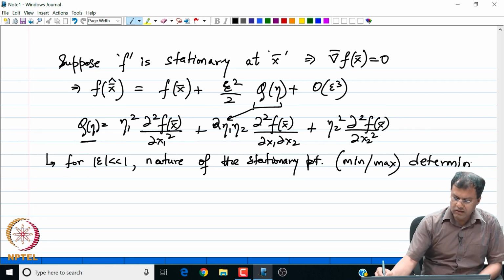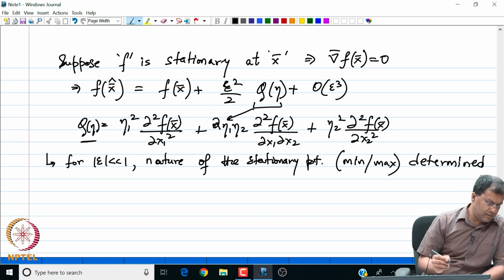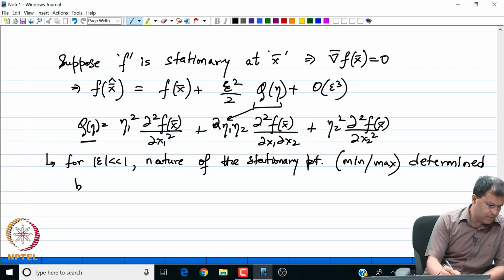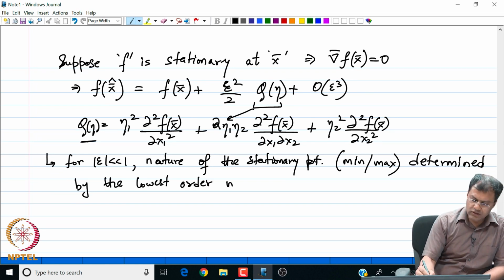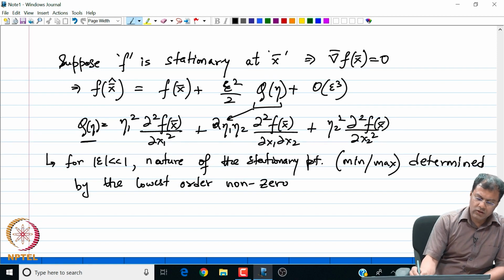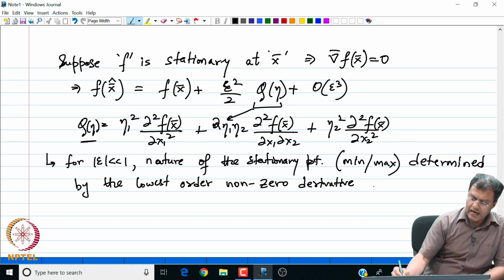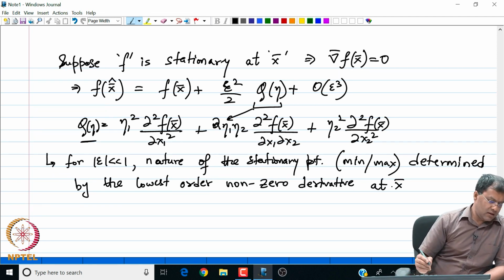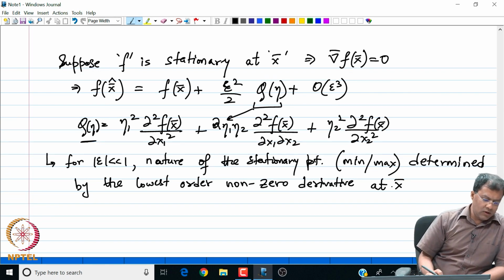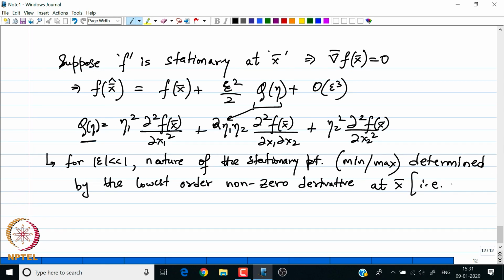Okay. So, the max or min is determined by the lowest order non-zero derivative at x bar. That is, the sign of Q of eta, right. Okay.